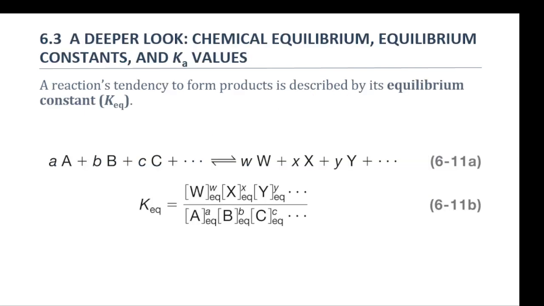All right, so a reaction's tendency to form products is going to be the equilibrium constant. This is KEQ. Notice that Ka was just a special form of this. That was specifically for acids, right? What would the Kb be for? Bases. You got it.